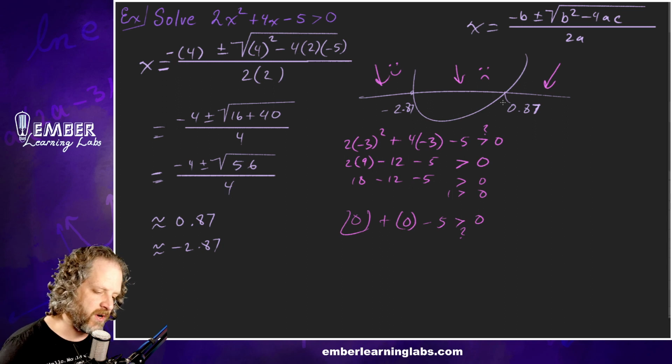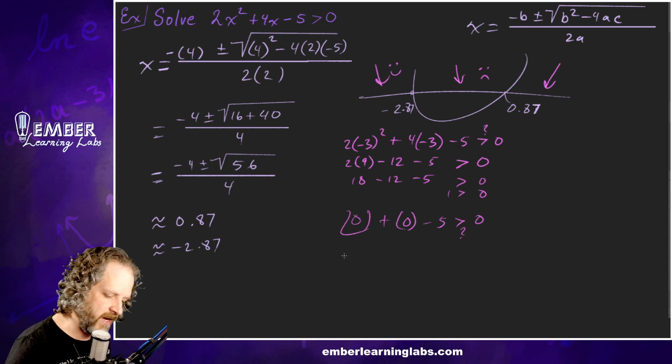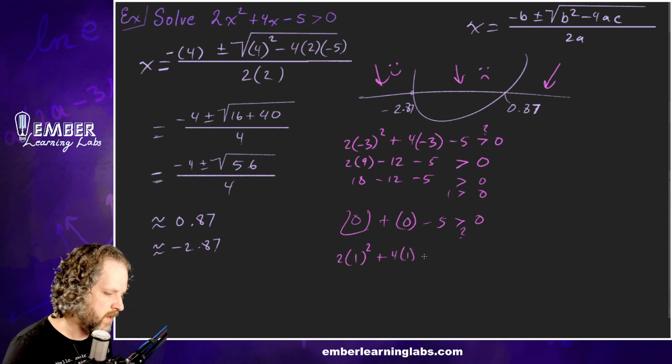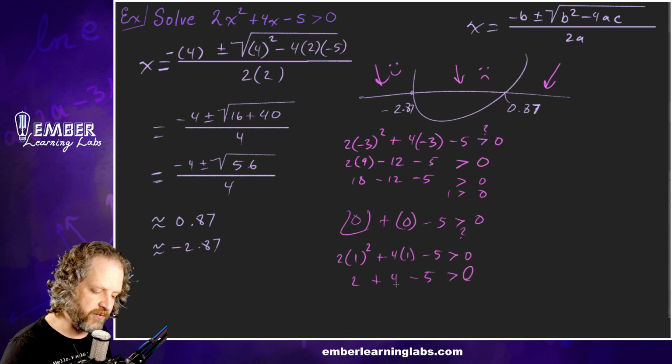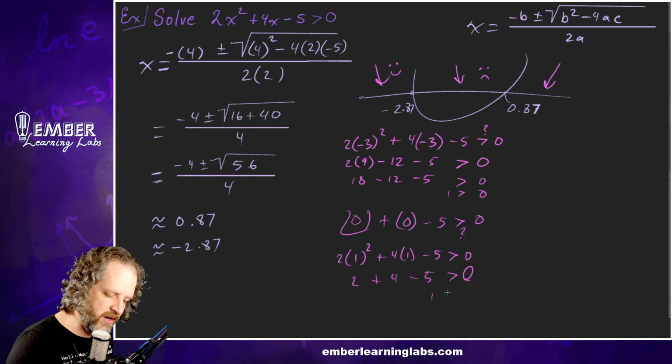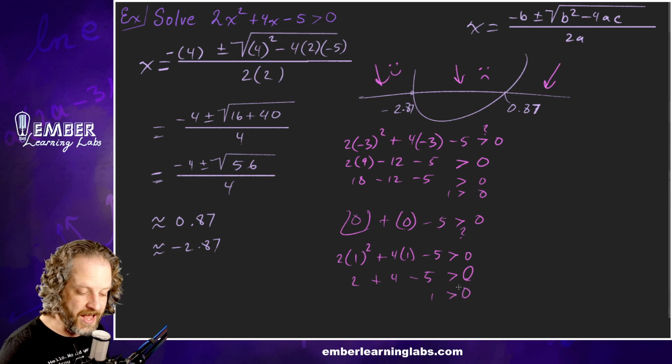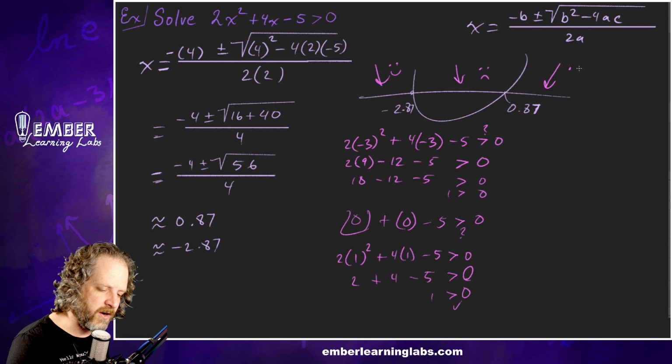What about this one? So let's put 1 in there. That sounds nice. That sounds easy peasy. So let's do 2 times 1 plus 4 times 1 minus 5. Is that greater than 0? So this would be 2 plus 4 minus 5. Is it greater than 0? 2 plus 4 is 6 minus 5 is 1. Wow, symmetry is a fun thing. We like symmetry. And it works, right? Happy days. So it works over here.